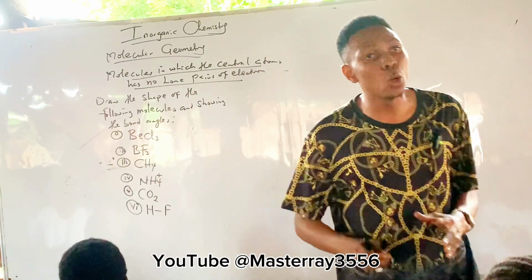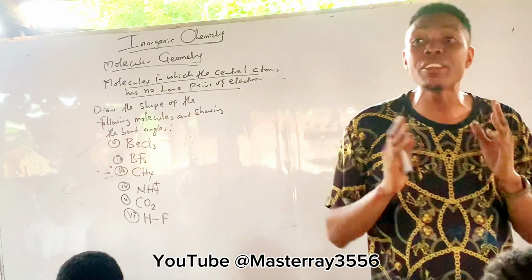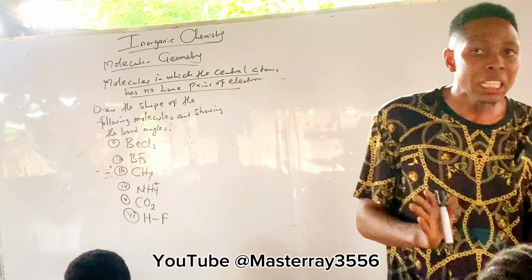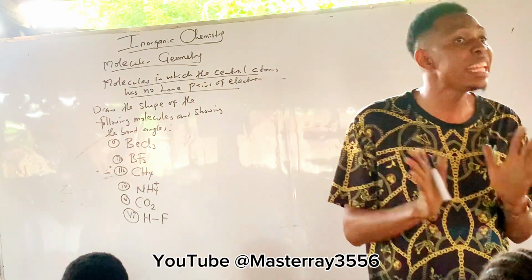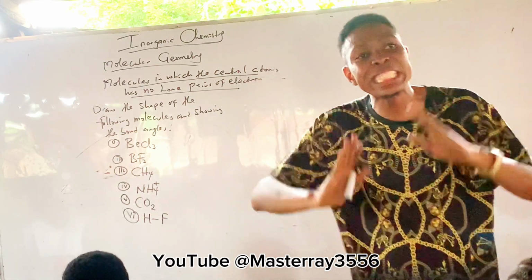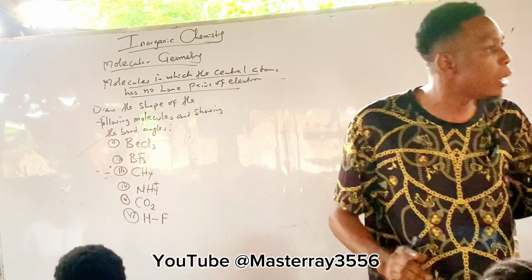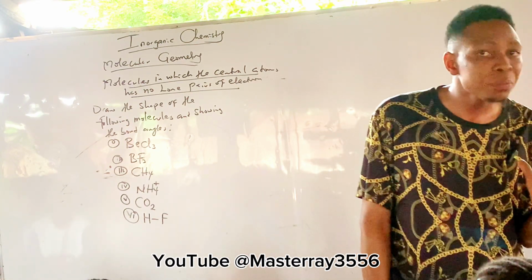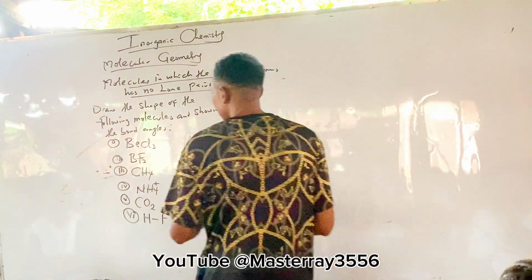Now, sometimes, drawing the shape and predicting the bond angle is quite different from when they ask you to draw a Lewis structure. If they ask you to draw a Lewis structure, you just go straight and draw the structure anywhere you want. But when it comes to predicting the shape and the bond angle, you must draw the right shape for the molecule. Are you following? All right. Now the first one.